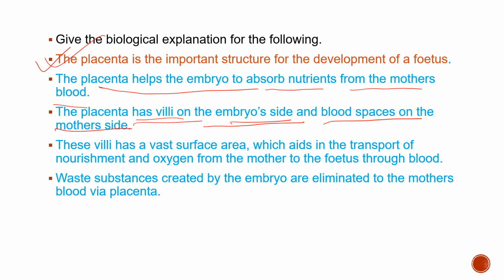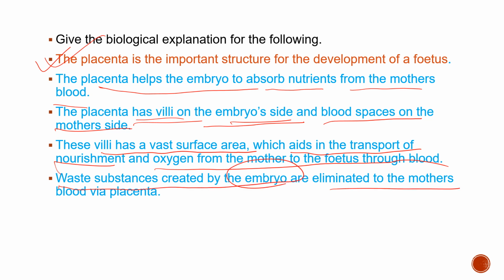So what is the function? The villi have a vast surface area which aids in the transport of nourishment and oxygen from the mother to the fetus through blood. And waste substances which are produced in the embryo are eliminated to the mother's blood via the placenta. So the placenta has a very important role in the development of the fetus. As it is absorbing the nutrients from the mother's blood and transporting them to the embryo, it is carrying oxygen also from the mother to the fetus.